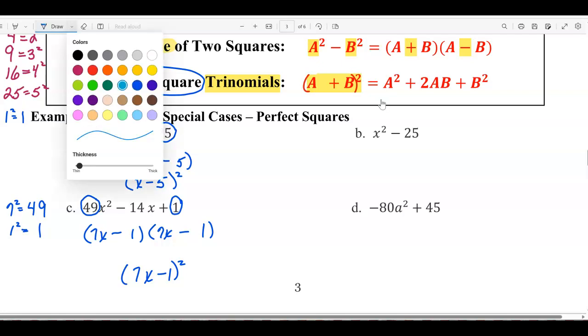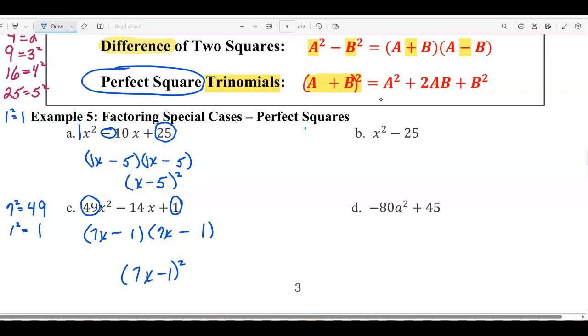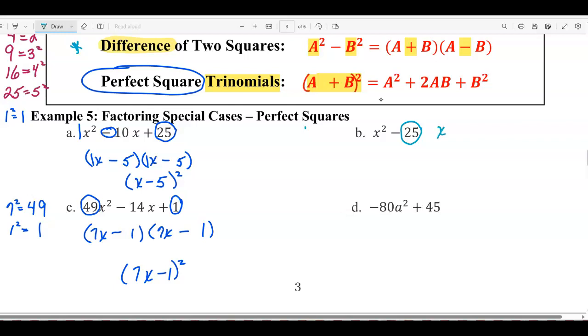Notice the next 2 problems, part B and D, only have 2 terms. So with 2 terms and a negative, I'm going to be thinking of the difference of 2 squares. So again, we're working with squares, but we only have 2 terms. Okay, so x squared minus 25. I know 25 is a perfect square. If it helps even to rewrite that 25 as 5 squared. Now, if it's 2 terms, we have to follow the formula that's given to us right here.